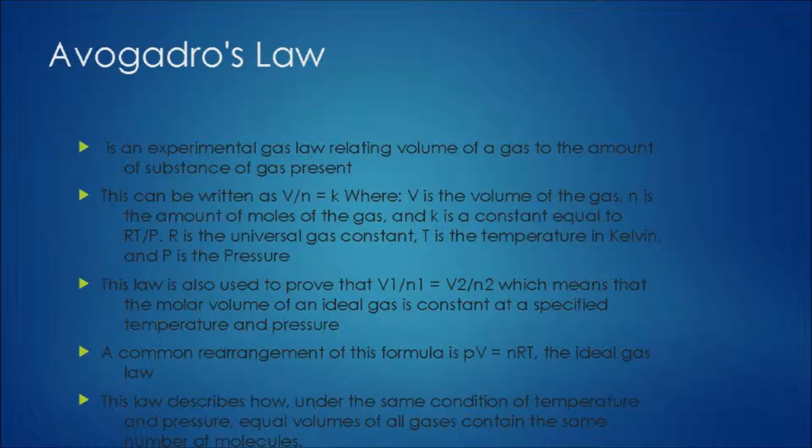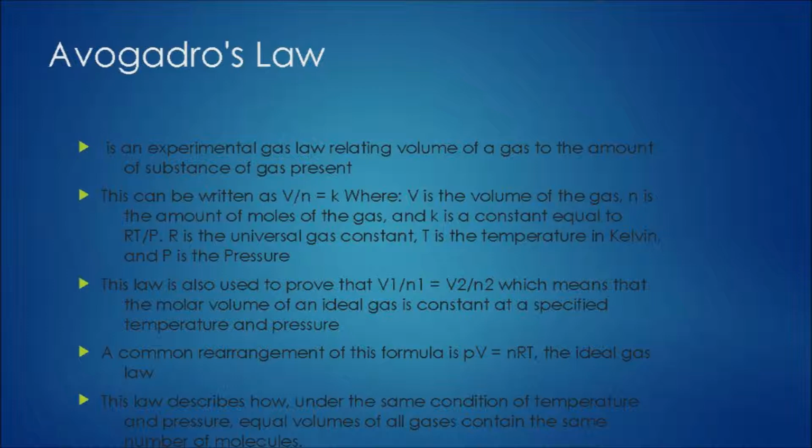This can be written as V over N equals K, where V is the volume of the gas, N is the amount of moles of the gas, and K is a constant equal to RT divided by P, where R is the universal gas constant, T is the temperature in Kelvin units, and P is pressure. This law is used to prove that V1 over N1 equals V2 over N2. Volume 1 divided by the number of moles in the first gas is equal to the volume of the second gas divided by the number of moles in that gas, which means that the molar volume of an ideal gas is constant at a specified temperature and pressure.